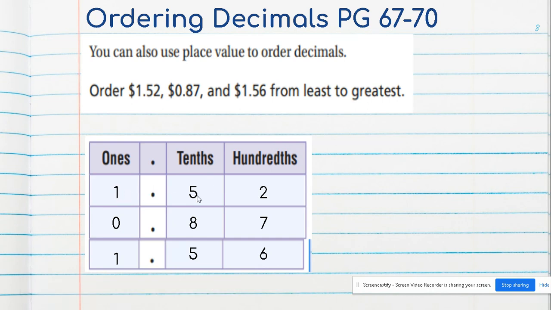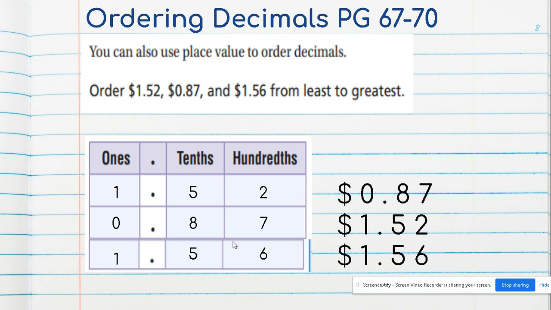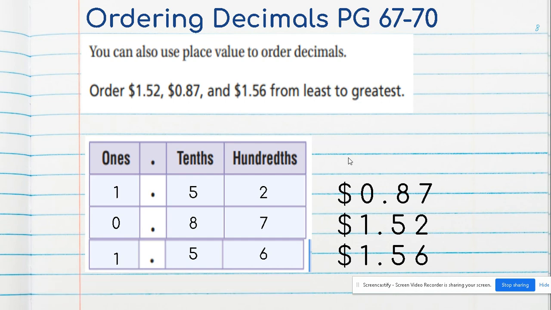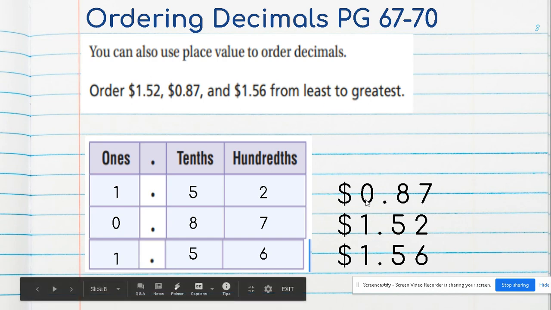So $1.52 is next. And then $1.56 is the greatest. So if we put it in order, we can see the comparisons. Least to greatest.